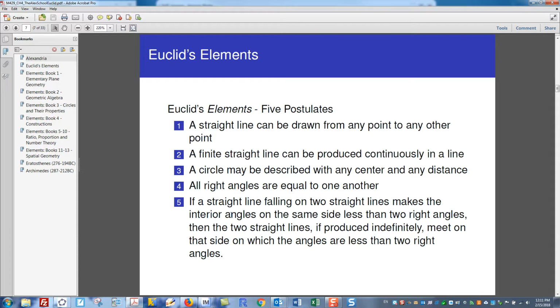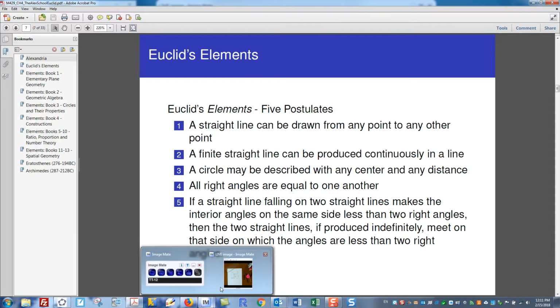And lastly, if a straight line falling on two straight lines makes the interior angle on the same side less than two right angles, then the two straight lines, if produced indefinitely, meet on that side on which the angles are less than two right angles. So this is by far and away the one that is most curious of the 5 elements. And maybe we should take a quick moment just to think about what it's saying here.